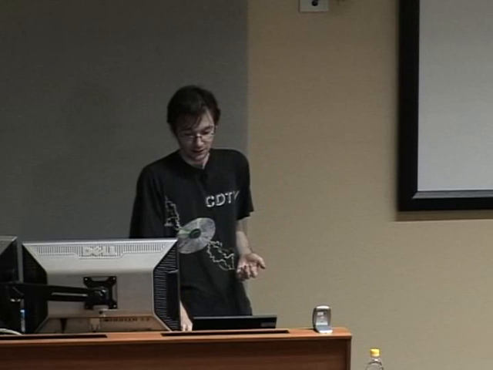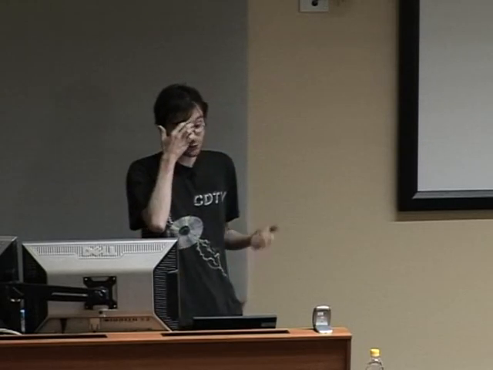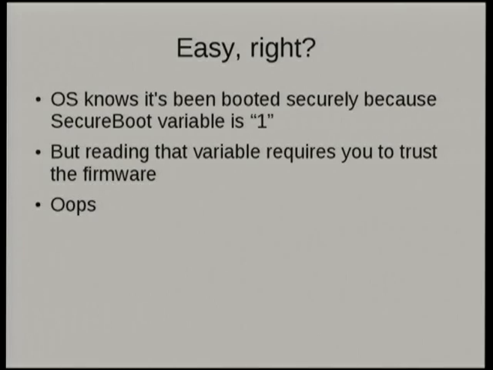The operating system knows it's being booted securely, so you sign the bootloader. The bootloader will only be executed if it's appropriately signed. The bootloader will then launch the kernel if the kernel is appropriately signed, and then you go up from there. And then the operating system knows that it's being booted securely because when it calls get variable, there's a variable called secure boot that will be 1.